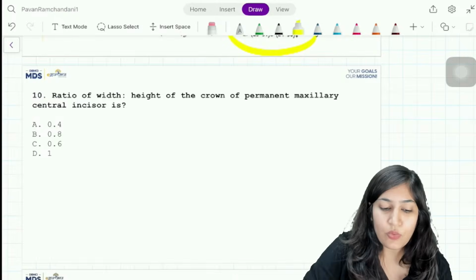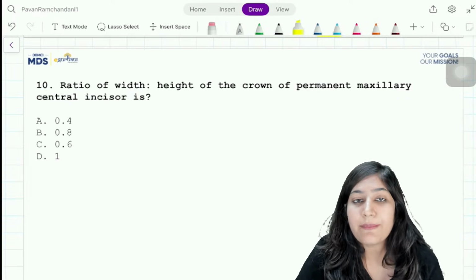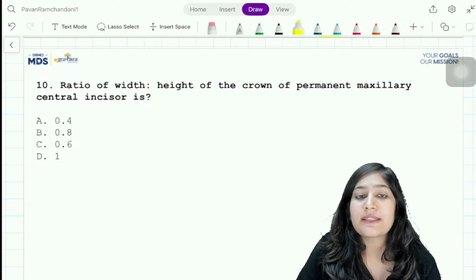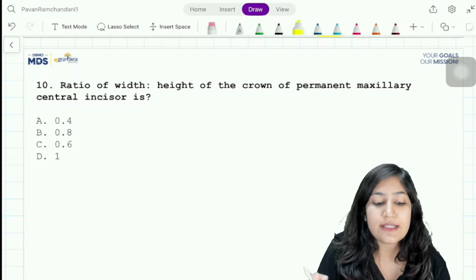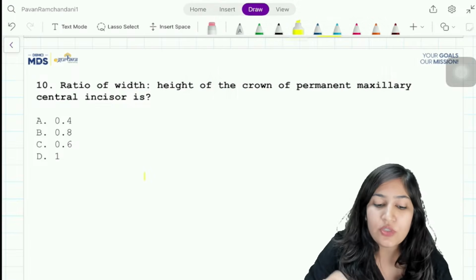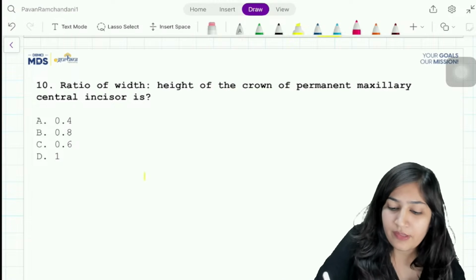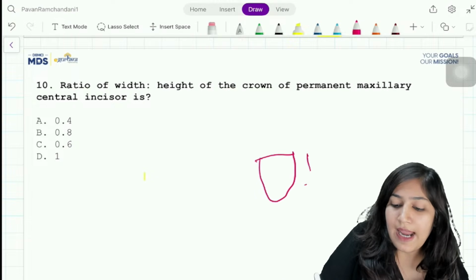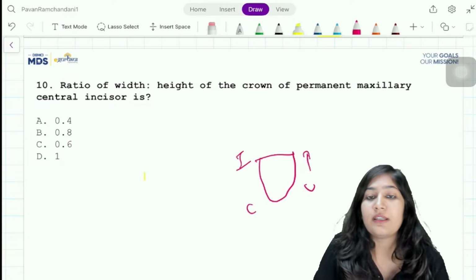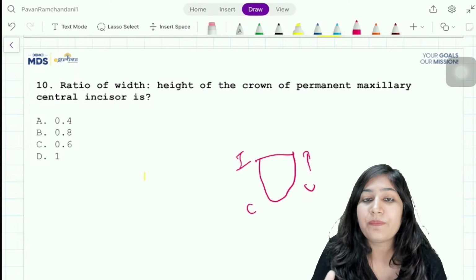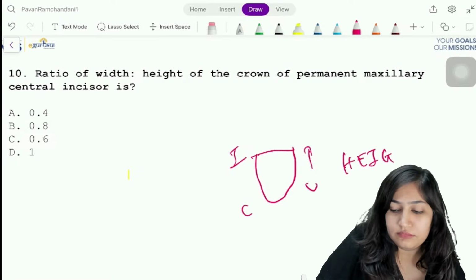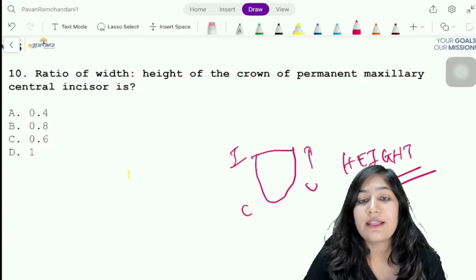Okay. Now coming to our next question, which is a numerical type of question. The ratio of width to height of the crown of permanent maxillary central incisor: is it 0.4, 0.8, 0.6 or 1? For this, you should know what the height and width of the tooth are. This is the cervical portion, this is the incisal portion, right? Incisal, cervical, this is the height. Cervico-incisal length of the crown.